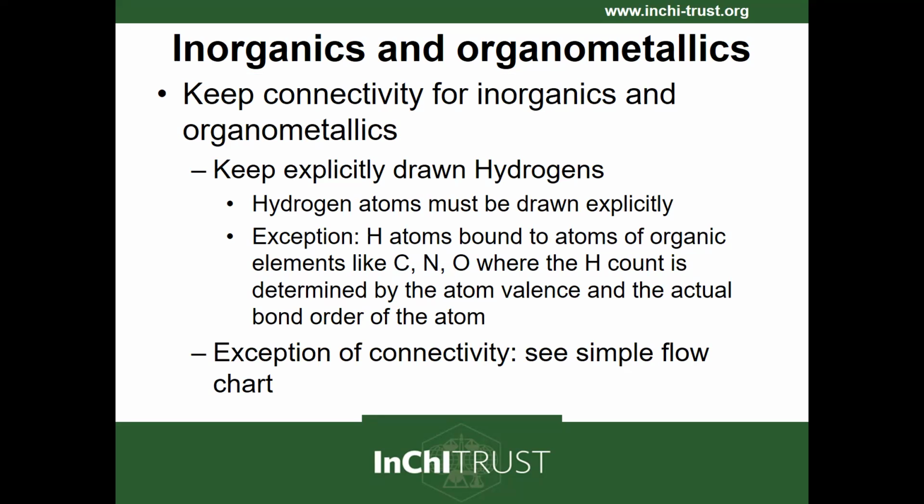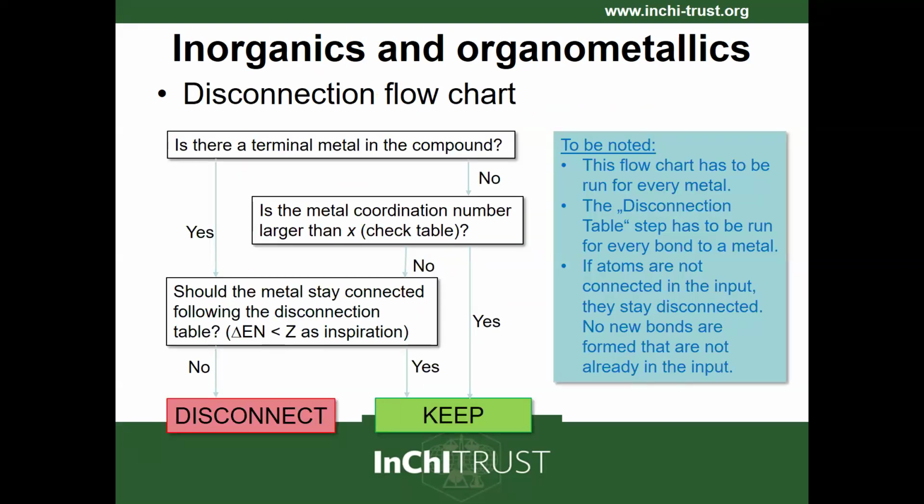So the most important point is now to keep the connectivity of inorganics and organometallics. It means as well that we have to keep explicitly drawn hydrogens. The exception where you do not have to draw in hydrogen is if you just come up to non-metal atoms, where the valence is counted internally. But you need tools to handle the valences properly. The cheminformatic valence is not faulty. And we developed the workflow for that one. We showed that one already in one of the subcommittee meetings.